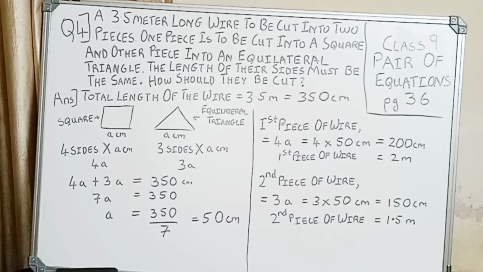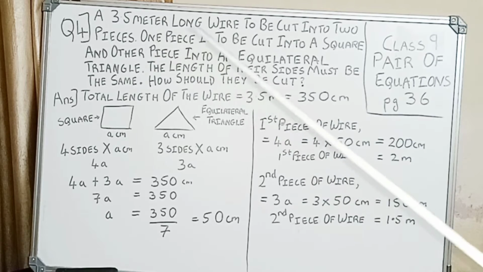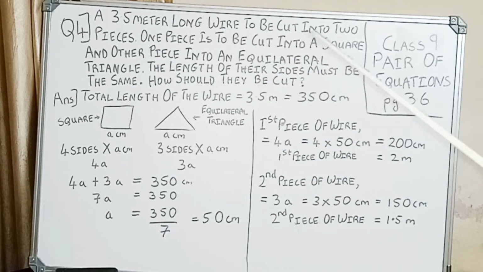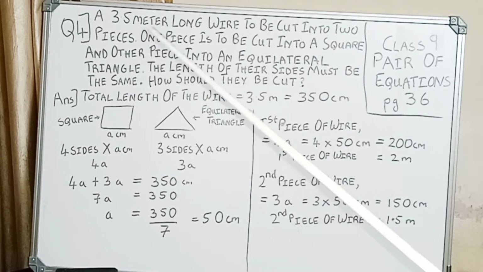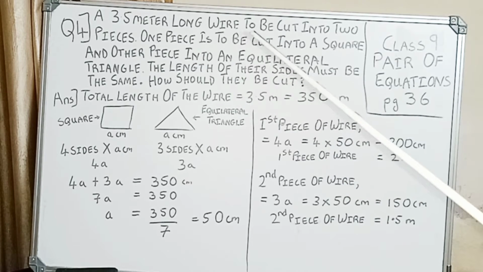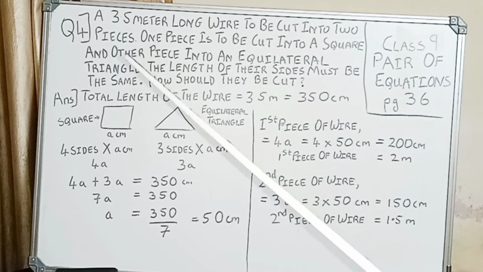Hello students, today we will be discussing page number 36, fourth question, class 9, pair of equations, in which this fourth question states that there is a 3.5 meter long wire to be cut into two pieces. That means a 3.5 meter long wire has to be cut into two pieces.